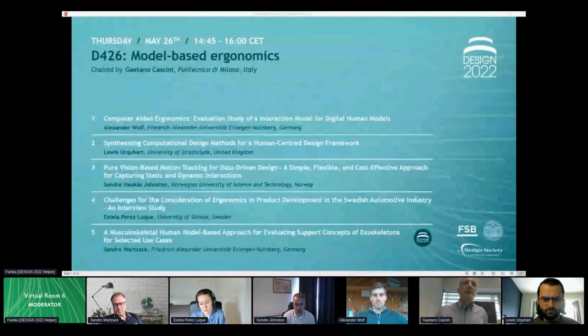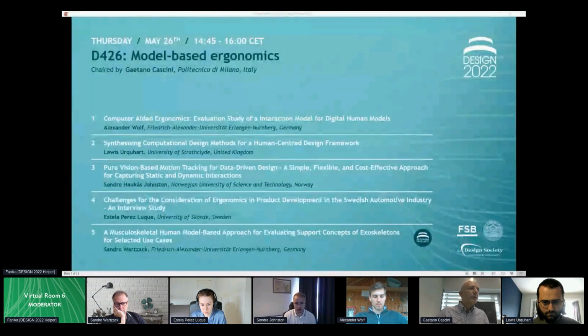As I mentioned, 5 papers. I would say that this session is nicely focused. So indeed, the works are really sharing several concepts, several relevant points. Specifically, we are going to attend the first paper presented by Alexander Wolf, computer-aided ergonomics evaluation study of an interaction model for digital human models. The second one by Lewis Urquhart, synthesizing computational design methods for a human-centered design framework. Then by Sondre Johnston, pure vision-based motion tracking for data-driven design, a simple, flexible, and cost-effective approach for capturing static and dynamic interaction.